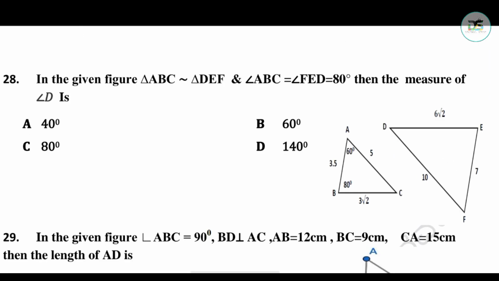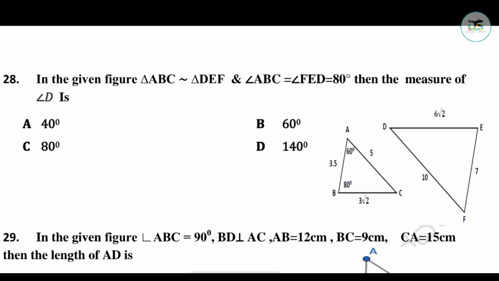Next question. In the given figure, triangle ABC is similar to triangle DEF and angle ABC is equal to angle FED is equal to 80 degrees. Then the measure of angle D is, options are option A 40 degrees, option B 60 degrees, option C 80 degrees, option D 140 degrees. So we'll see the answer, students.